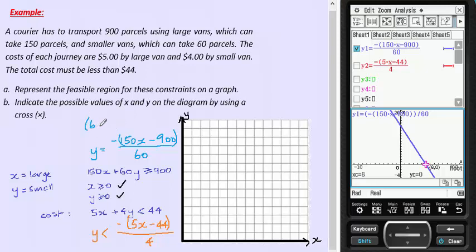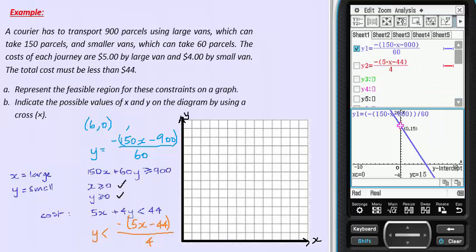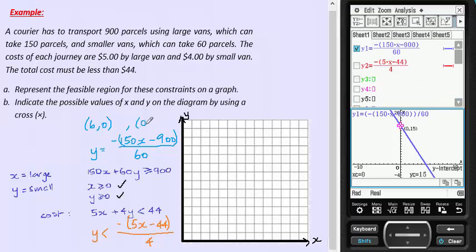So I know here the x-intercept is at 6 and 0, and my y-intercept, if I go analysis, G-solve, y-intercept, it's at 0 and 15. So I'll write here 0 and 15. So I know they're the important features of this equation.